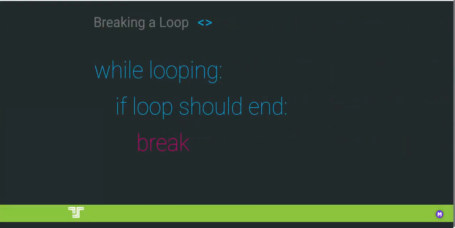Okay? So it would look something like this. We have our while loop. We have our loop block, if loop should end, and then we have something that's going to cause the loop to break. To break the loop, we're just going to write the word break. A break statement is almost always inside a conditional, otherwise the loop will break on the first iteration.